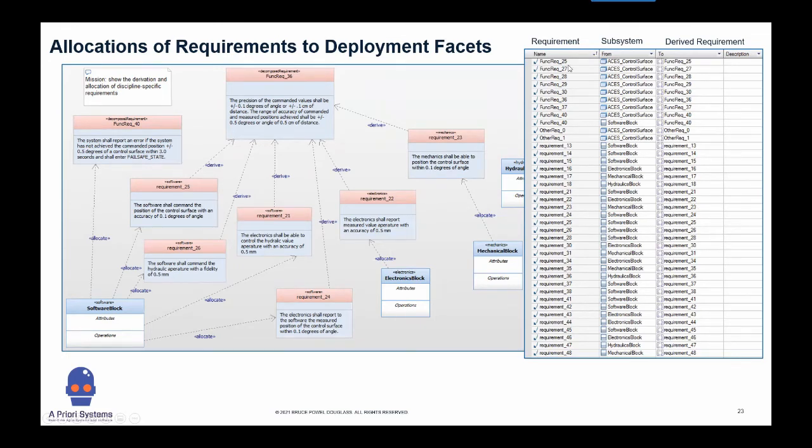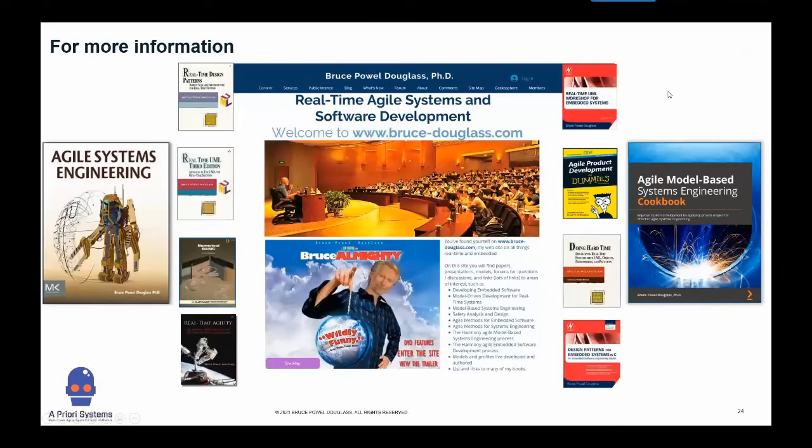So we can see that there's this requirement, a particular subsystem, and what it's derived from is a relationship, what it's pointing to. And that's basically what I do for the handoff.